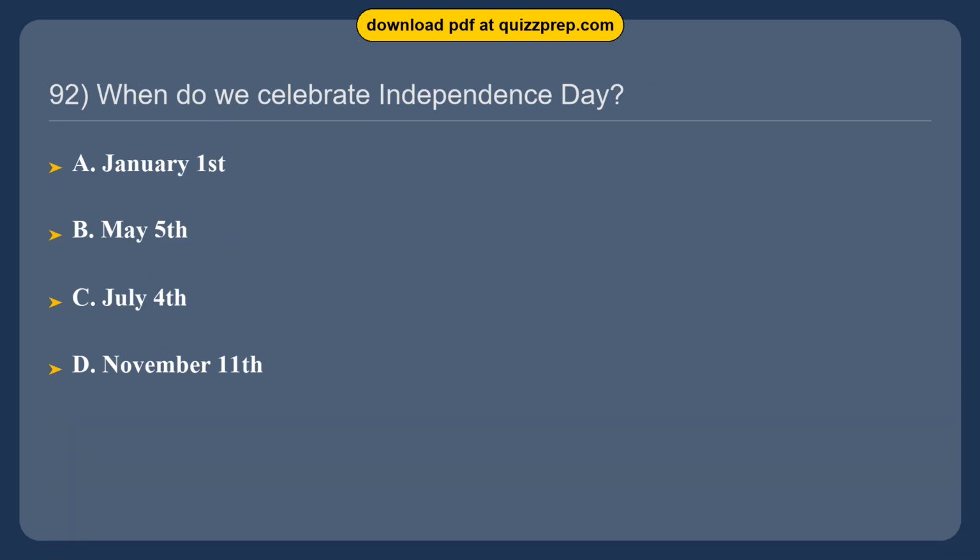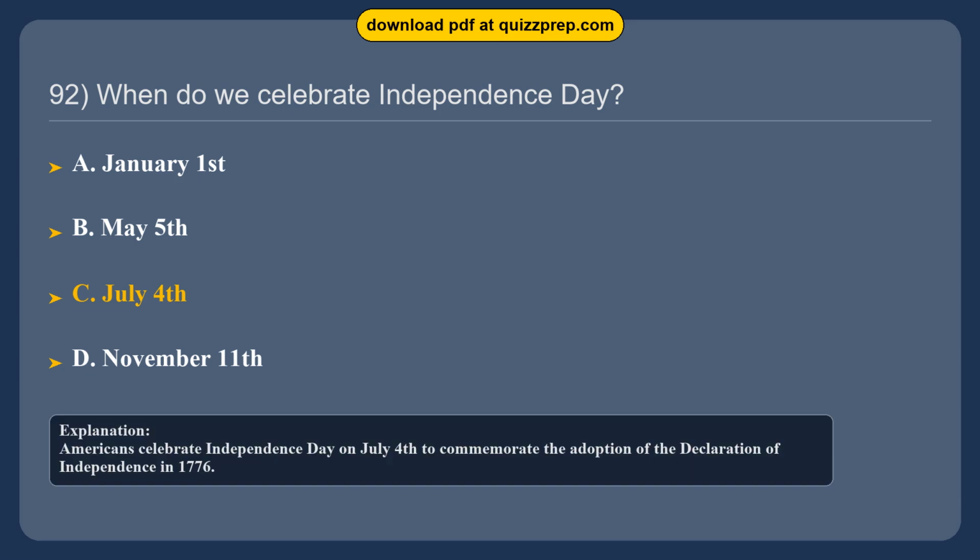Question 92. When do we celebrate Independence Day? Option A. January 1st. Option B. May 5th. Option C. July 4th. Option D. November 11th. The correct answer is option C. July 4th. Americans celebrate Independence Day on July 4th to commemorate the adoption of the Declaration of Independence in 1776.